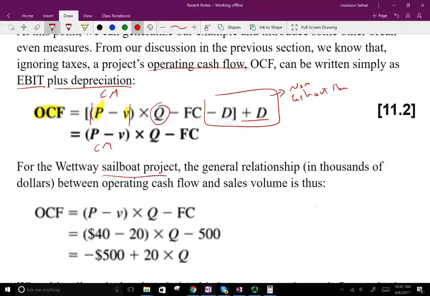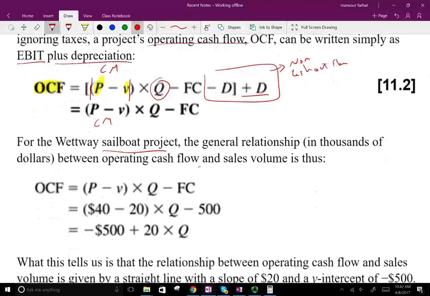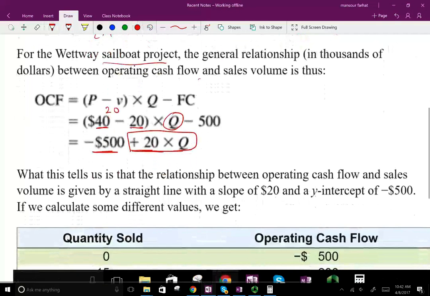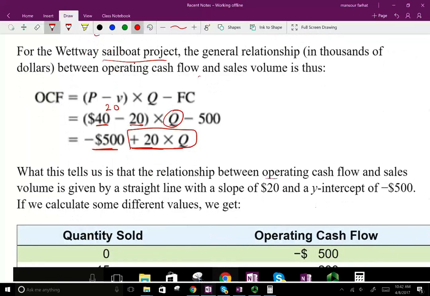From the sailboat project, what is the general relationship between operating cash flow and sales volume? It's 40,000 minus 20,000, so the contribution margin equals 20, times the quantity, minus 500. So basically, operating cash flow is negative 500 plus 20 times quantity. What this tells us is that the relationship between operating cash flow and sales volume is a straight line with a slope of 20 and a y-intercept, which means fixed cost.